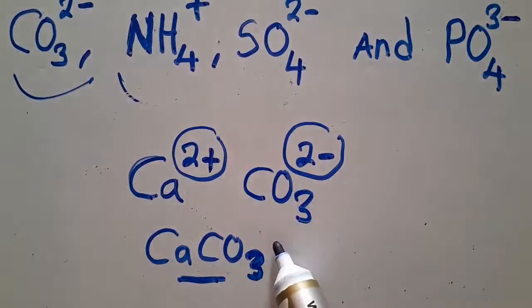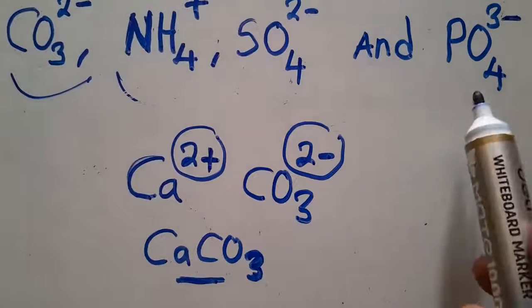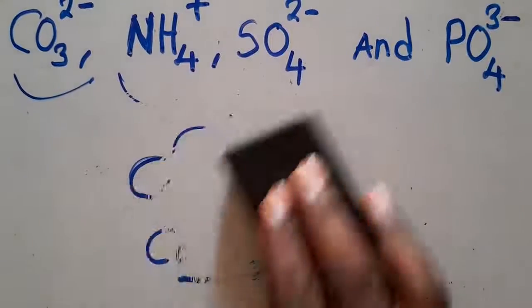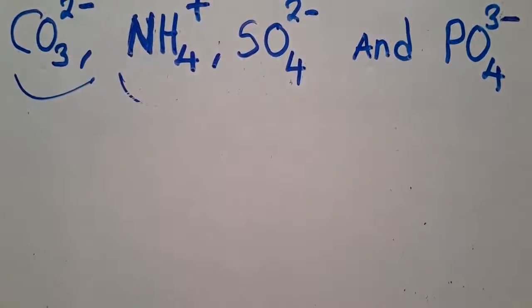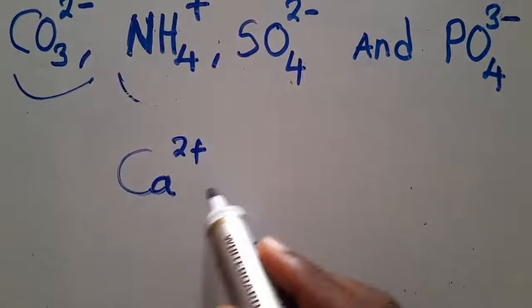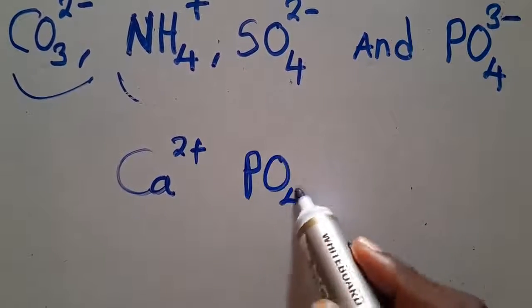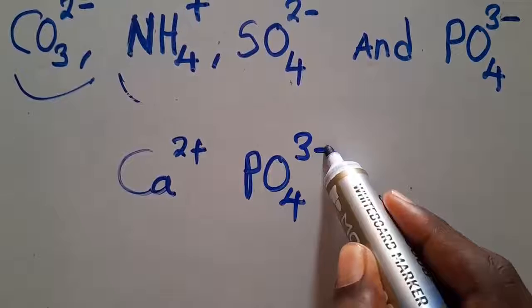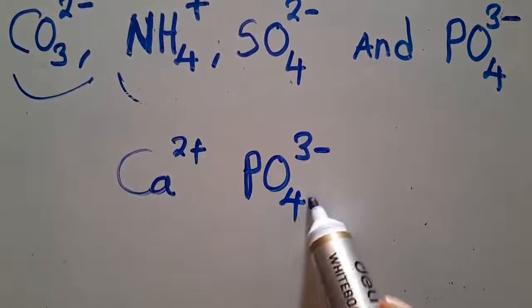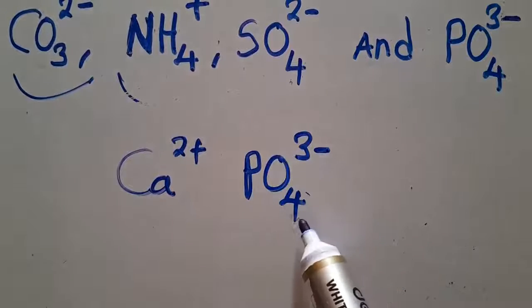But let's say it reacts with a phosphate. So whenever it reacts with a phosphate, let me do this. So calcium, I'll write it like this, 2 plus, phosphate like that, then a 3 minus. So what you need to understand is that this 4 here is not the valence. This is just the way they are.